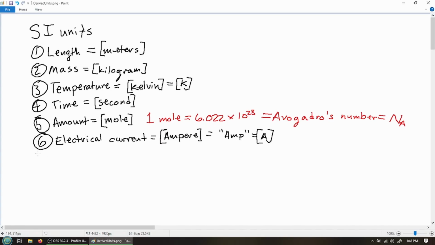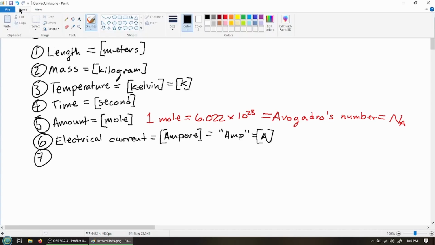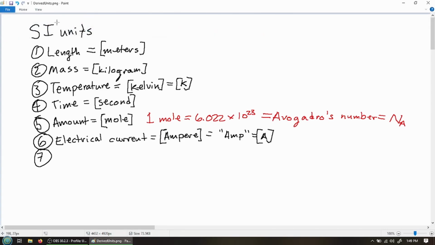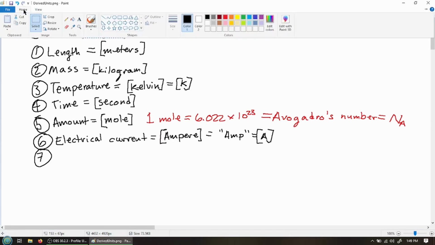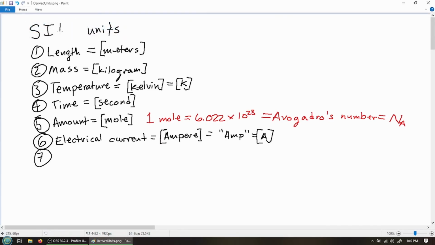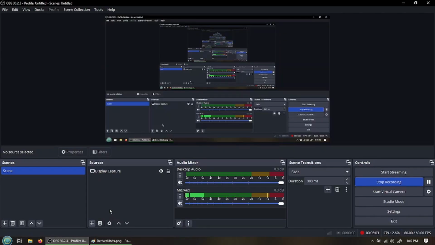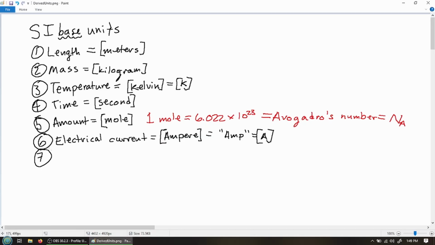Okay, and the last one that we have within our system of base units, and in fact, I should come up here and clarify that the units we're writing out here are actually SI base units. Because in a second here, we're going to be talking about some derived units. These are going to be units that are made out of these other SI units.